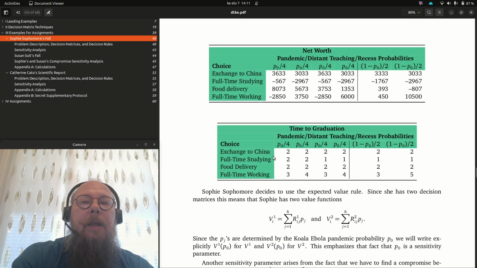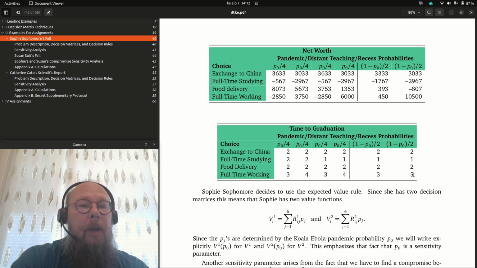This is maybe easier to understand how these numbers are reasonable. So these are the expected time to graduation, and for example, exchange to China, it doesn't matter what happens, it's 2 years. Full-time working, for example, here it's 5 years. This means that there is no pandemic and no recess, meaning that you get to work full-time and not be laid off, so it will increase the time to graduation pretty much.